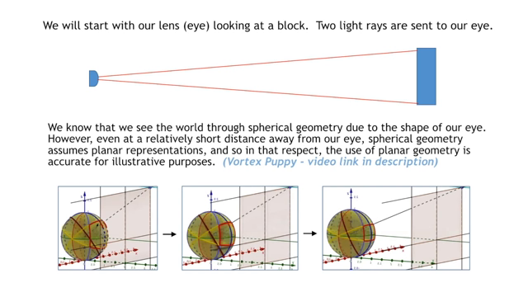We know that we see the world through spherical geometry due to the shape of our eye. However, even at a relatively short distance away from our eye, the spherical geometry assumes planar representations, so in that respect, the use of planar geometry is accurate for illustrative purposes. And if you'd like to learn more about that, please see the video links in the description below.